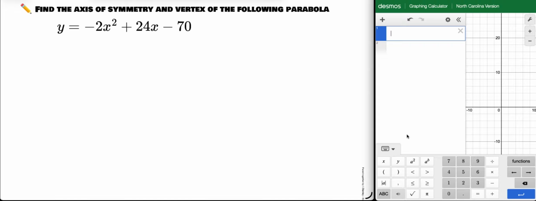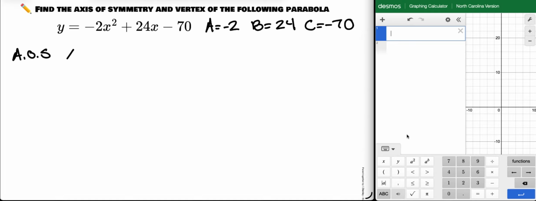All right. Okay, so for our last example, it says that we need to find the axis of symmetry and vertex for the following parabola. Okay. Now, in order to do that, we need to list out what our a is, which in this case is negative 2. Our b is 24. Our c is negative 70. Once we list out our a, b, and c, we can find our axis of symmetry, which is x equals negative b over 2a.